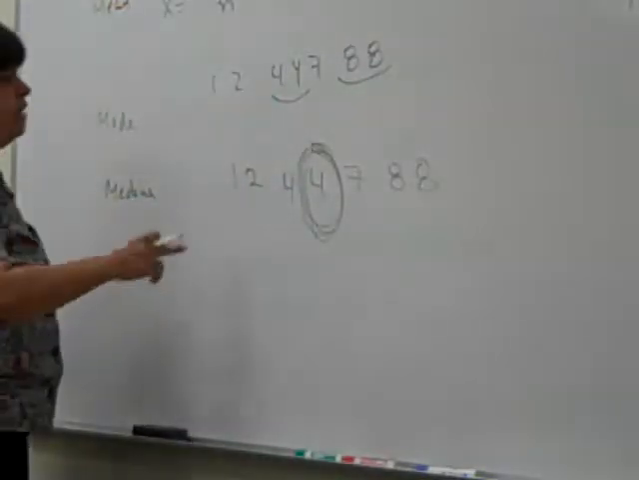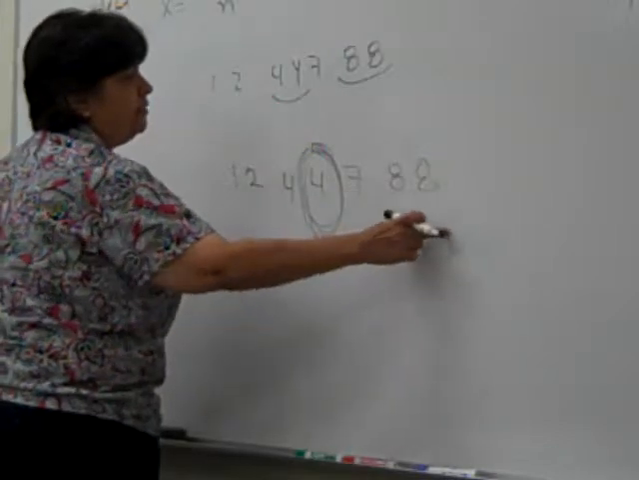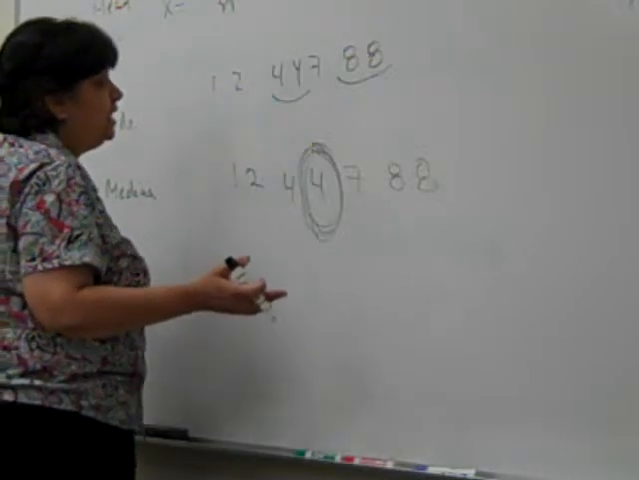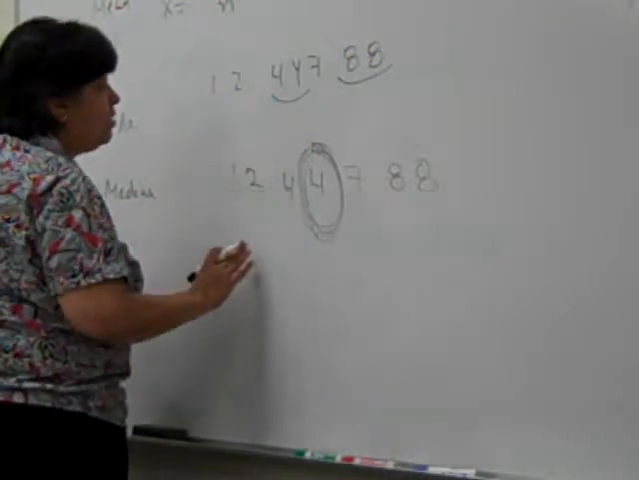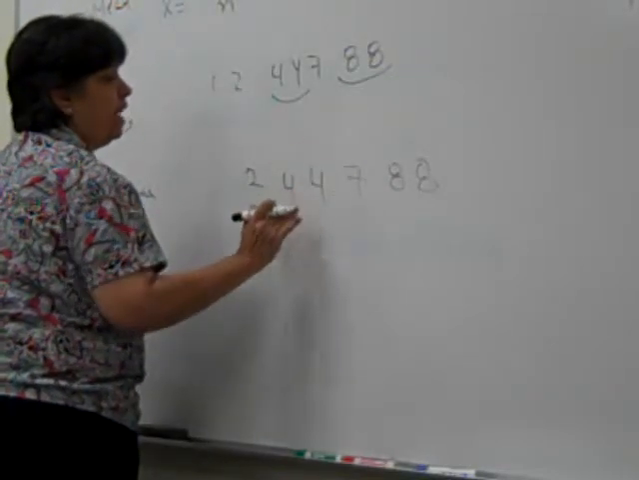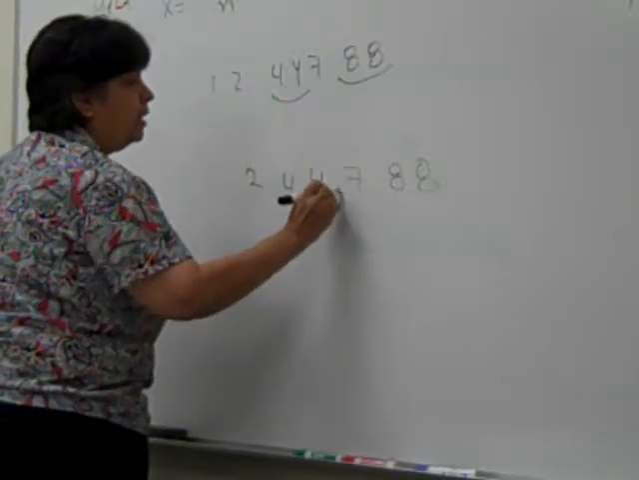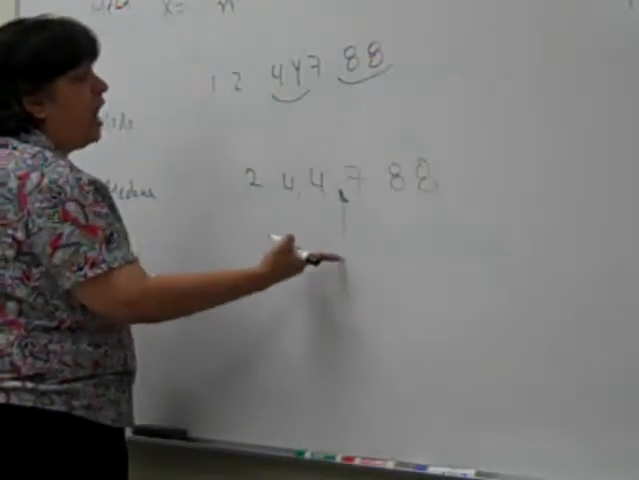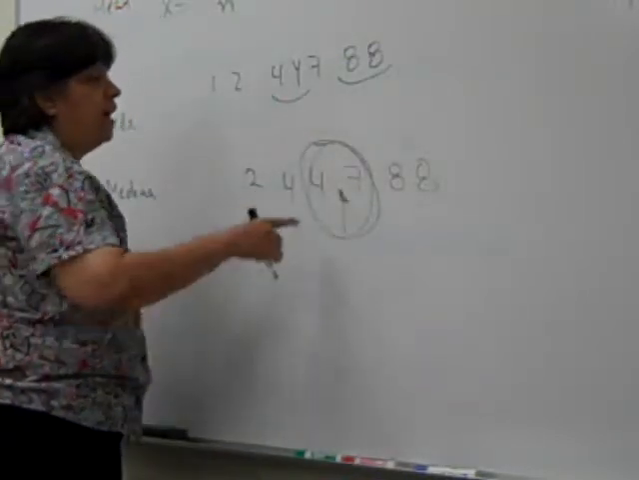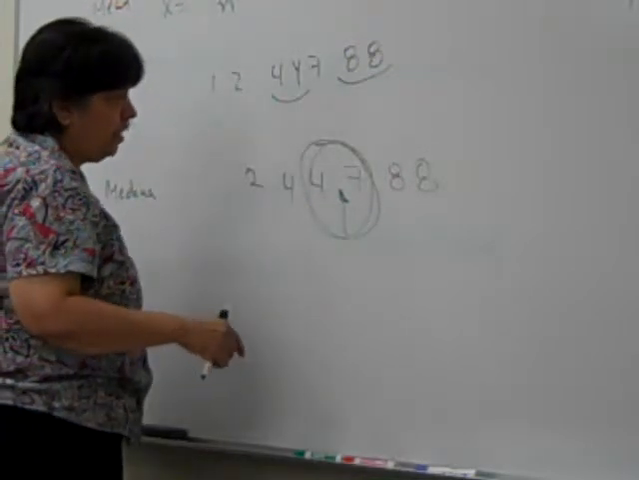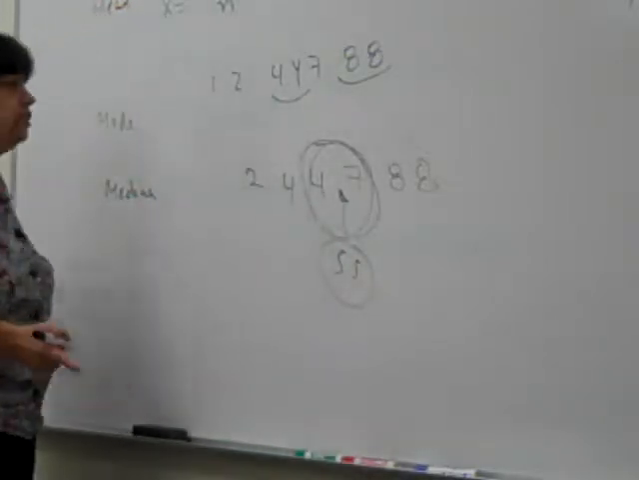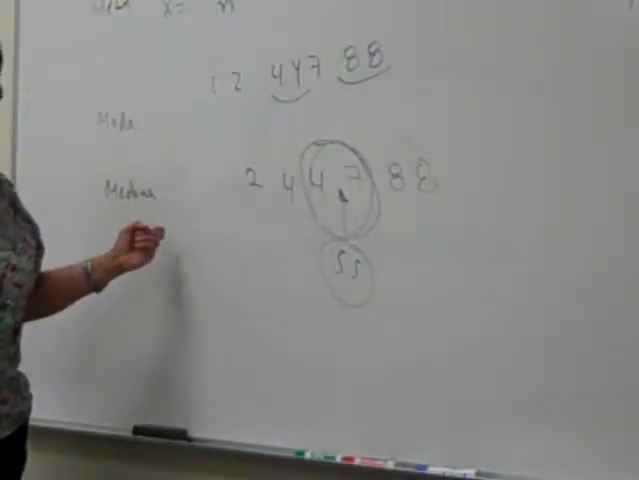What happens if you have 1, 2, 3, 4, 5, 6, 7? You have right here 7. What if you have an even number? Let's say that you don't have the 1, okay? You have 2, 4, 4, 7, and 8. What is the median? The median would be right in here. So how do you calculate that? Well, it's the average of these two numbers. It's the average between the 4 and the 7. It is 5.5. In this case, 5.5 is your average. So 5.5 is your median.